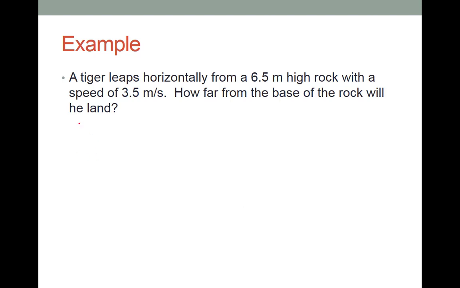Okay, so first things first. Draw a picture. And I always start my picture with my coordinate system. So this is my x equals 0 mark. This is my y equals 0 mark. And up here I have, at 6.5 meters, my tiger jumping horizontally, which means V naught is strictly in the x direction, and we know it equals 3.5 meters per second. And then the tiger lands, say here, at our unknown x. Last piece we need for our picture is gravity, so there it is.